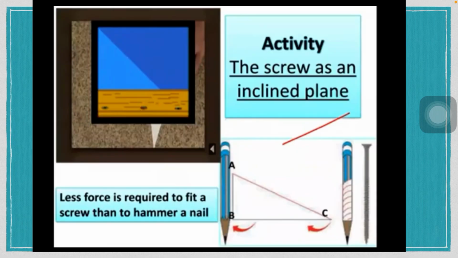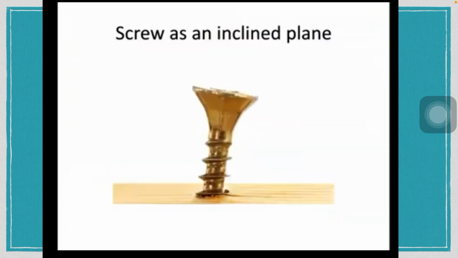Let us try an activity. Cut a triangular piece of paper ABC. Draw a red line along the edge AC. Roll this paper around a pencil as shown in the picture. What do you see? The inclined side AC of the triangle descends gradually from A to C. Screw as an inclined plane.